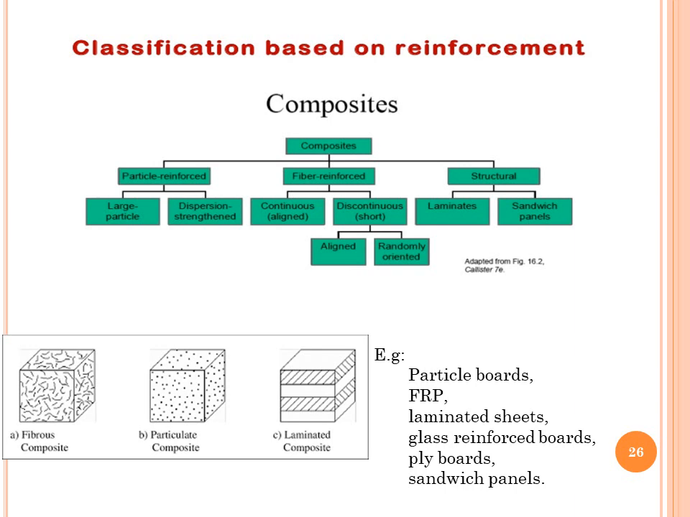The figure below shows the arrangement of the fibers or the particulates or the laminates in the composites. Examples for such composites are particle boards, FRP, laminated sheets, glass reinforced boards, ply boards, sandwich panels.